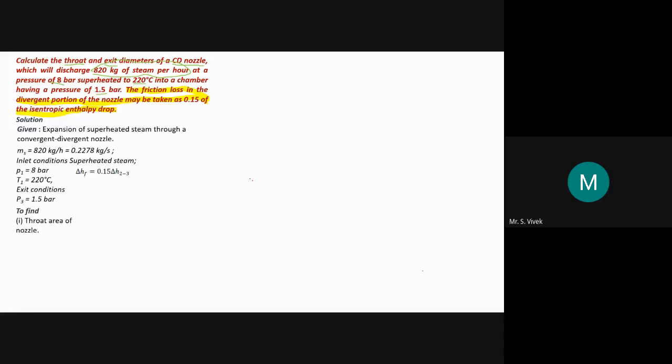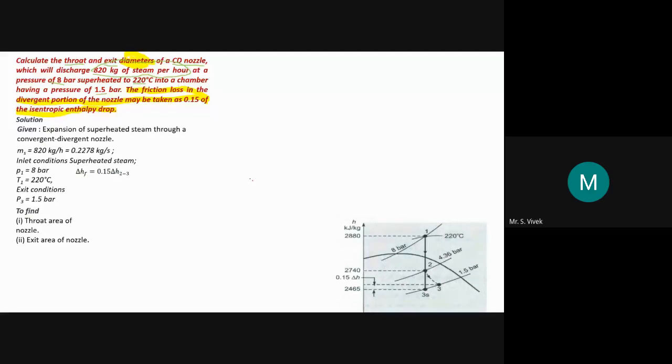And what are the data we have to find? We have to find out the throat area of the nozzle and exit area of the nozzle. Actually, here it is given as diameters. Let us find the area. From there, we can calculate the diameter. Okay. So throat area of the nozzle, exit area of the nozzle.